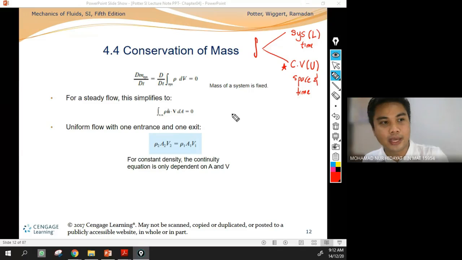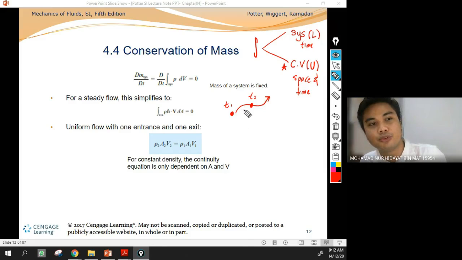So I would like to recap back, right? The system is where this is the particle, and it is moving. This is the particle at time 1, this location, at time 2, this location. So this is basically the system. The system is moving with time.